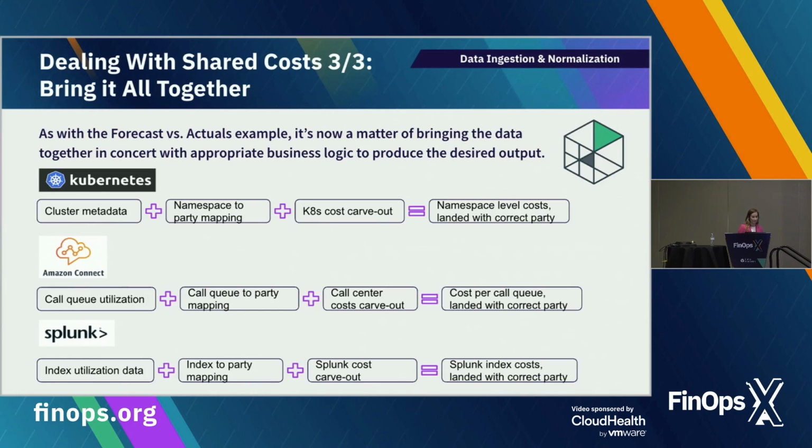So then we bring it all together. We'll show how the same data strategy used in the forecast versus actuals example can be applied to these three scenarios. For Kubernetes, cluster metadata tells us everything we need to know about the active clusters. It tells us the namespace, the pods, the containers that are all running within the cluster. It also details the namespace owners, and it provides us with the container level resource allocation, which would be the meter that we use, so the CPU cores and gigabytes of RAM, all on an hour-by-hour basis.